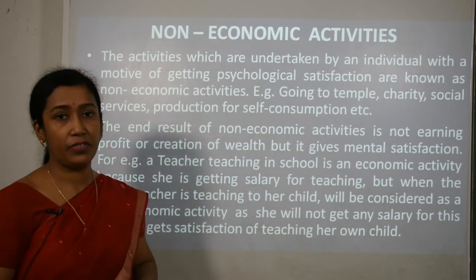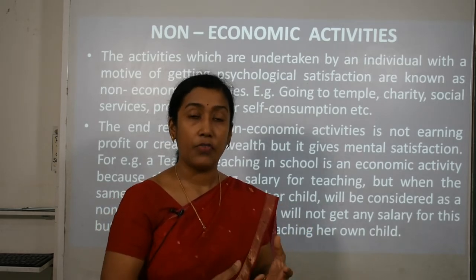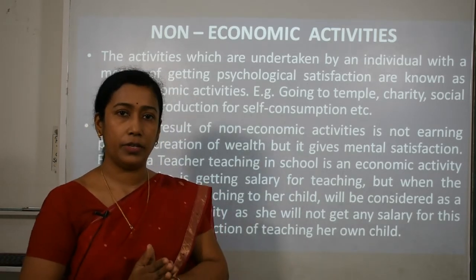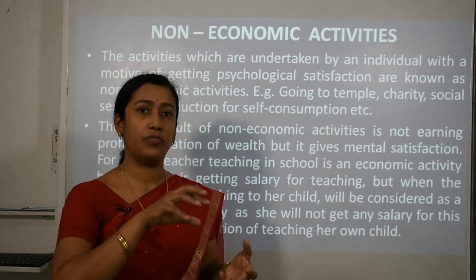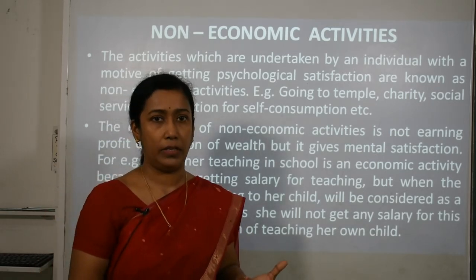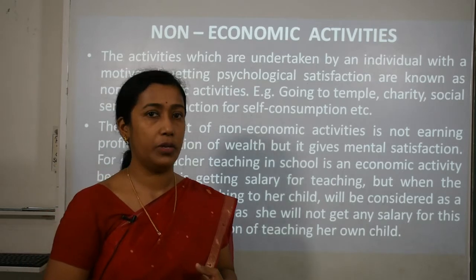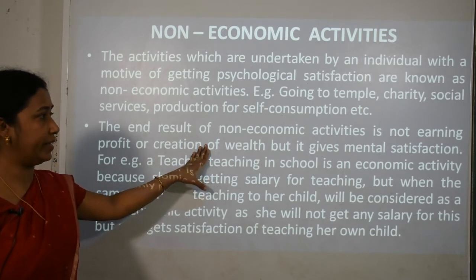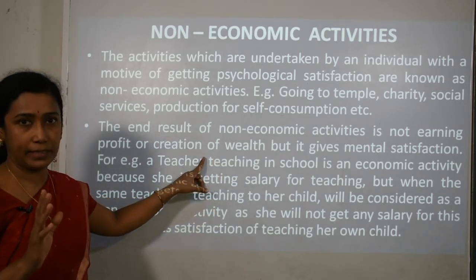Then production for self-consumption. Production for self-consumption means when we are producing certain things for consumption of our own family, like your mother who is preparing food for your family. Suppose your father is a farmer, he is growing crops for fulfilling the consumption needs of your own family. So what is that? That is non-economic activities. They are not selling those crops, or mother is not preparing food for selling it in the market to earn money. So these all are non-economic activities. The end result of non-economic activity is not earning profit or creation of wealth, but it gives only mental satisfaction.